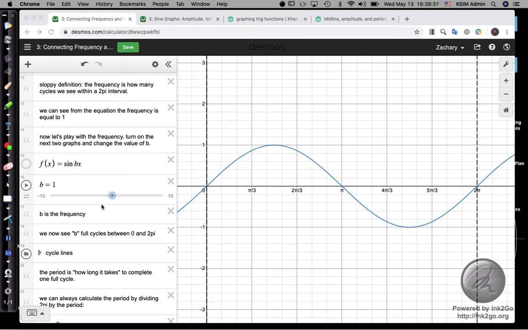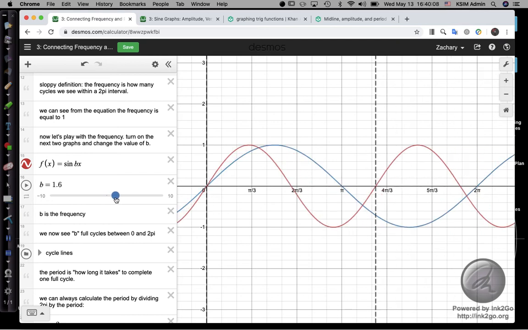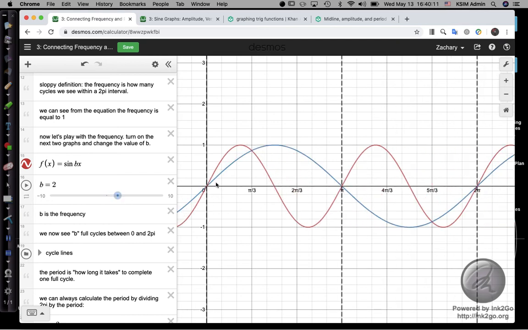We've got another rather sloppy definition: the frequency of the function is how many of the cycles we would see within a 2 pi interval. So we can see with our standard sine function, we're going to get one full cycle within 2 pi radians. But if we turn on this red function here, we'll see that if I increase the value of b, the multiplier inside the trig function, we get this additional factor of cycles within 2 pi radians.